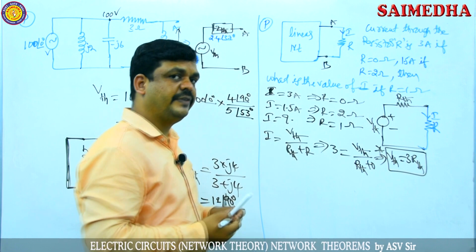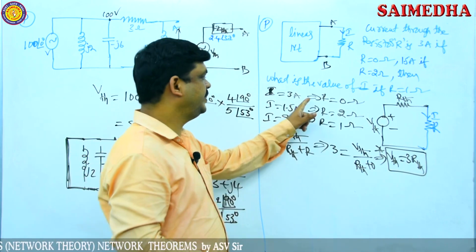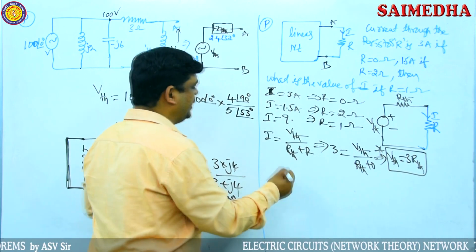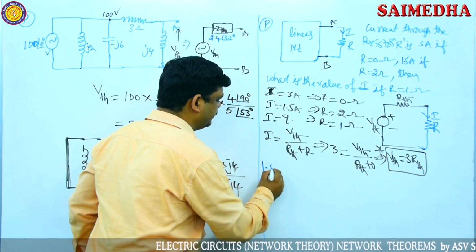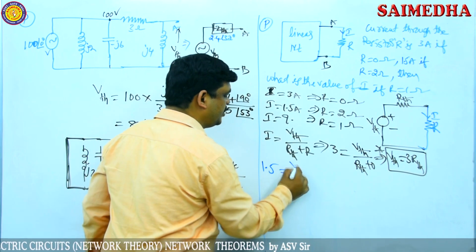Finally we got Thevenin's voltage. Thevenin's voltage is 3 times R Thevenin with this condition. Similarly, applying the second condition now. The second condition is that the current is 1.5 amperes with the resistance value 2. Substitute the resistance value 2 here.